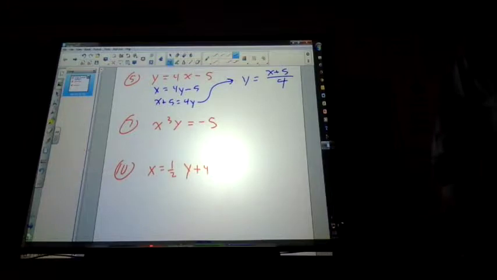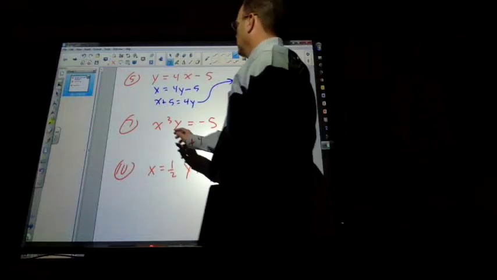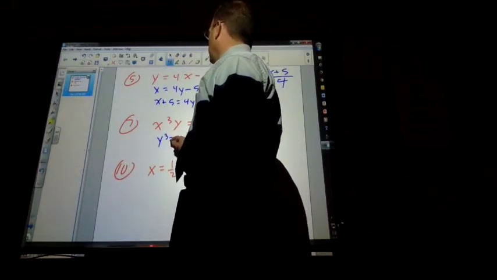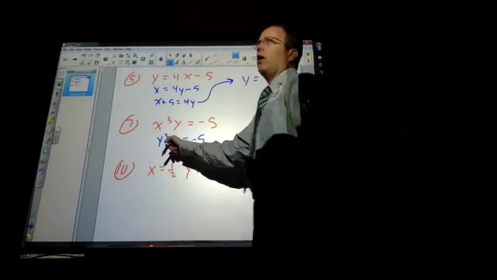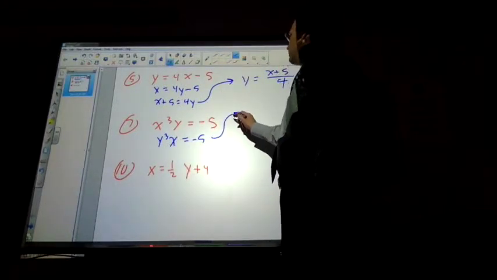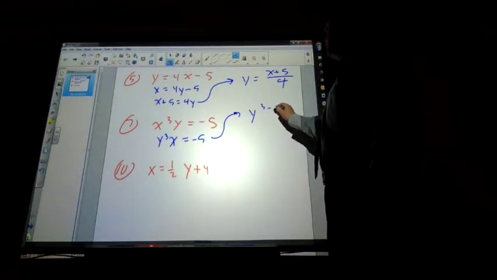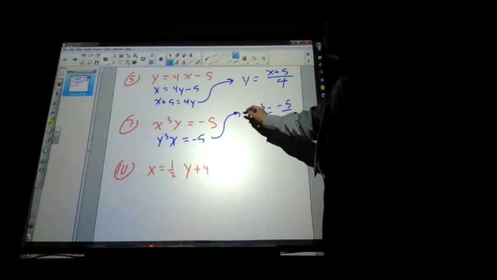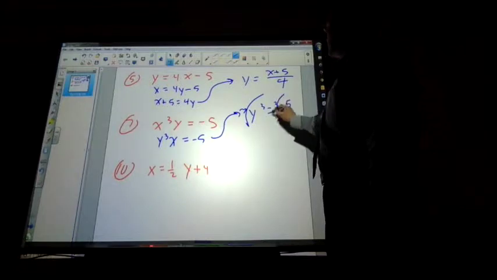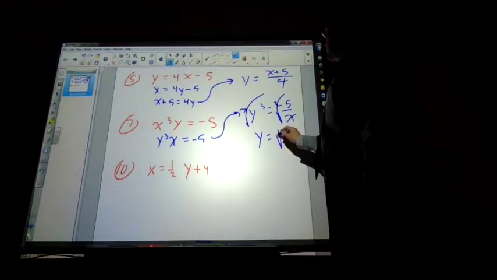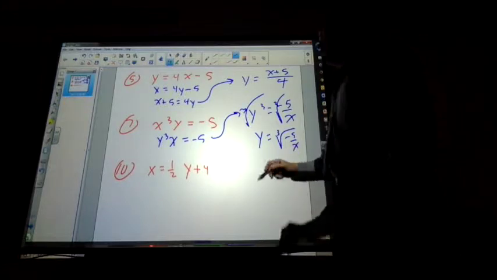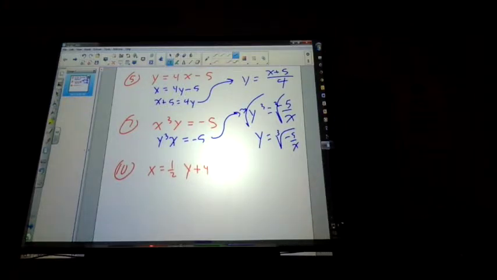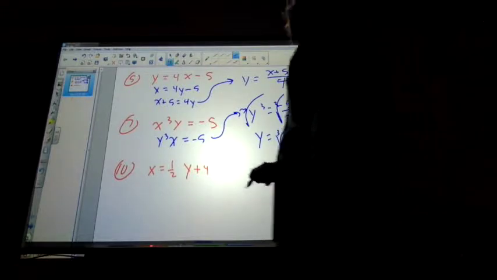Okay, problem 7. Should we start with the same thing? Flip-flop x and y? Sounds good to me. I'm going to make that y to the third x equals negative 5. Then I'm going to solve for y. So that's going to give me y to the third equals negative 5 over x. And then I'm going to take the third root of each side. So y equals the third root of negative 5 over x. Can you have a negative as a third root? Absolutely. Number 10, again, flip-flop x and y.